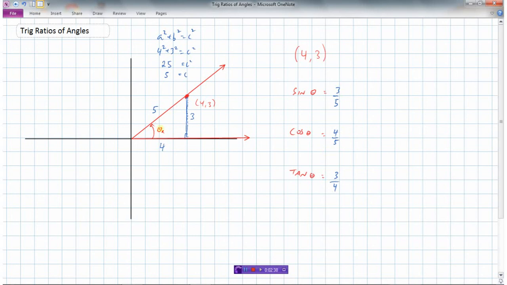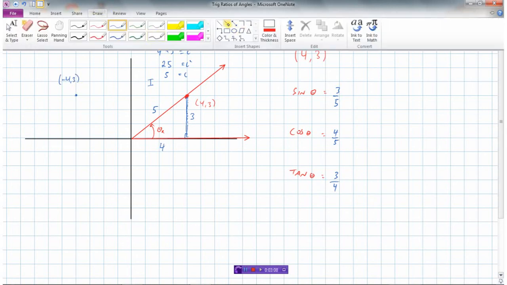So you can see that in quadrant 1, all of the trig ratios, sine, cosine, and tangent, are all positive because all of the sides of the triangle are positive. Now let's look at what happens when we go to quadrant 2. Say we had a point in quadrant 2. Let's make this (-4, 3). So let's do this point right here, (-4, 3).